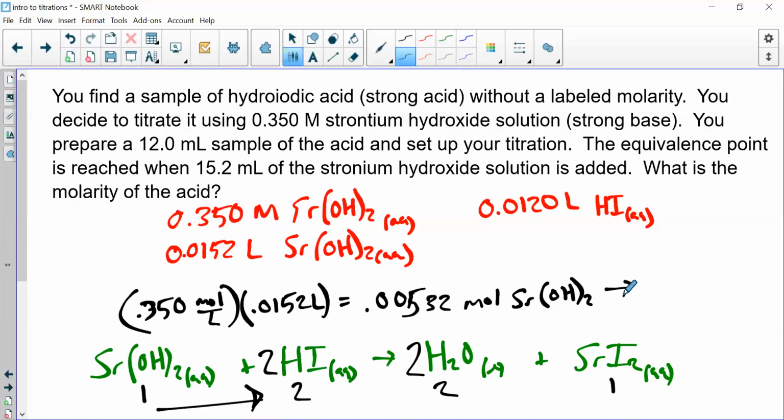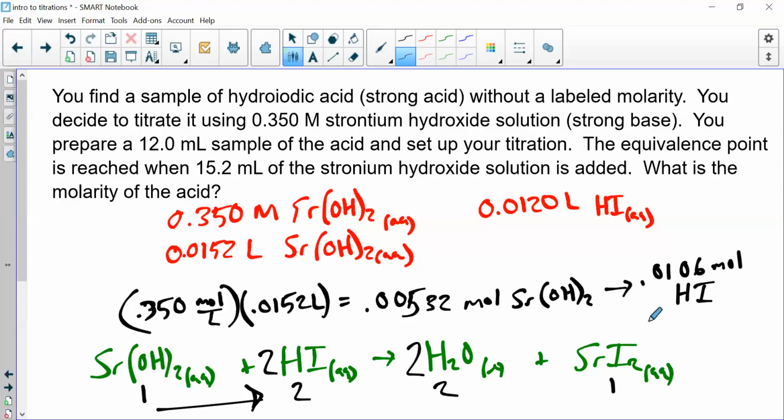0.00532 times 2 gives me 0.0106 moles of strontium hydroxide. Oh, no, HI, because I'm going from strontium hydroxide to hydroiodic acid. All right, I'm looking for the molarity of the acid.